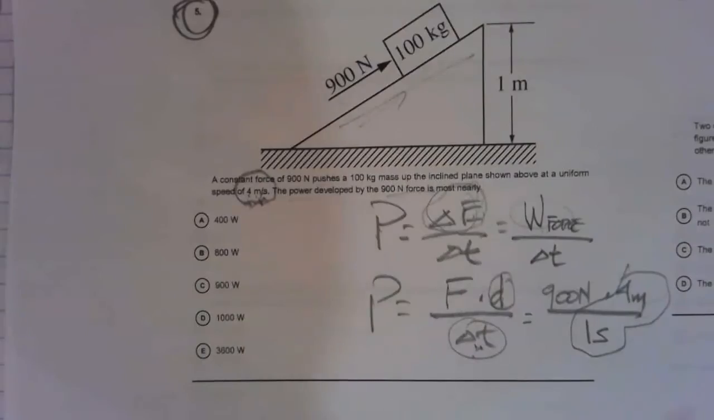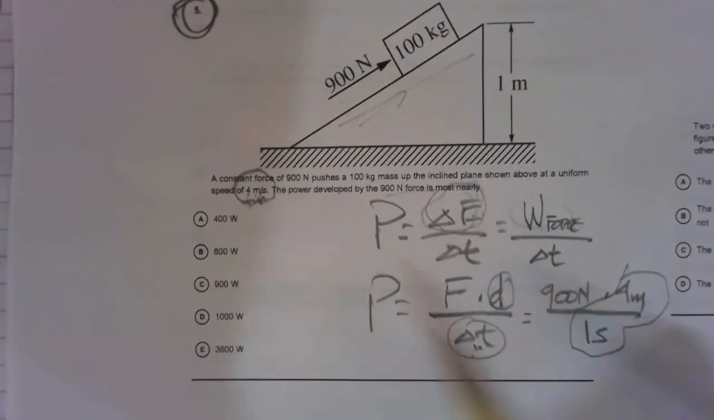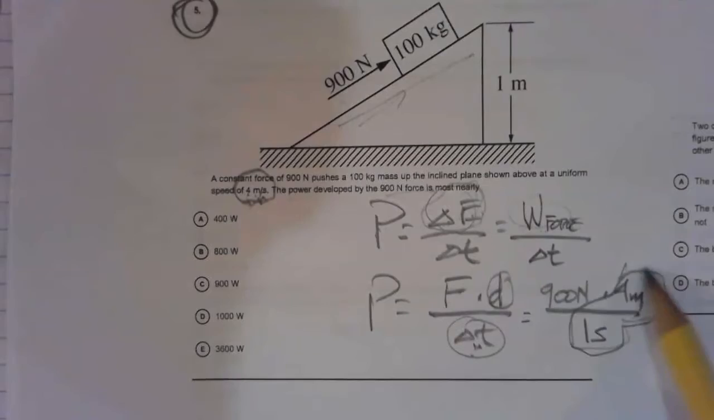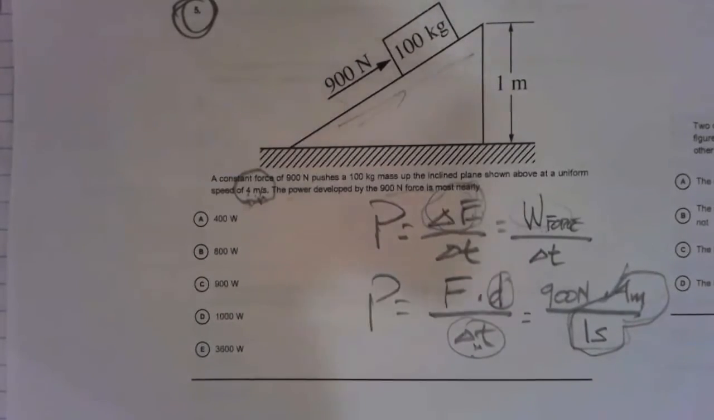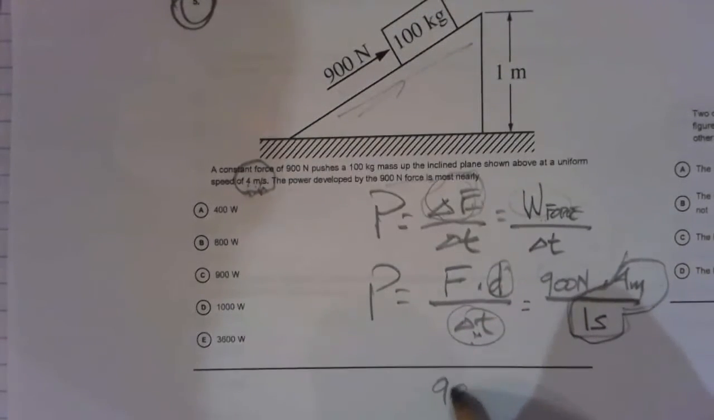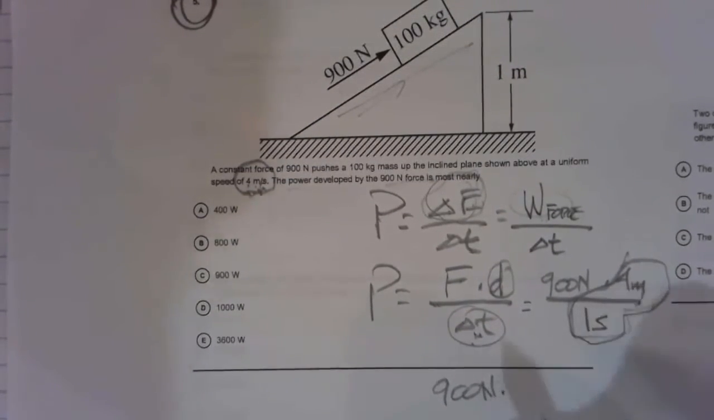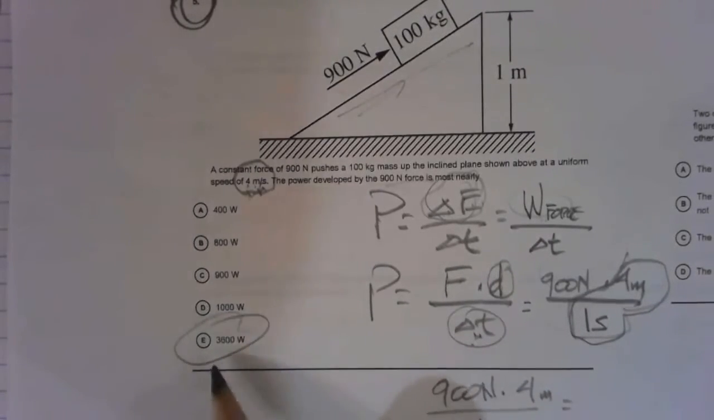And that's how this is kind of tricky, because they don't explicitly say they have a time, but the idea of a time is built into the velocity. So it's simply going to be 900 newtons times 4 meters, divided by 1 second. It's going to be 3,600.